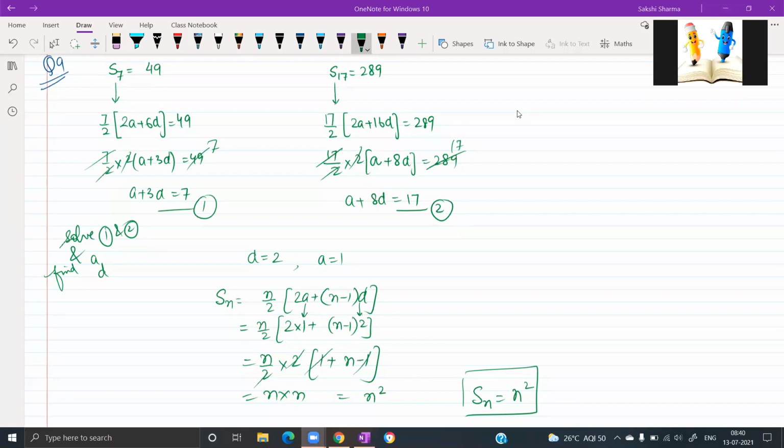Tell me if it is clear. This is an important type where you're given the sum for a specific number of terms, Sn for 2 different values of n. With the help of those 2 values, we can find out the first term and the common difference. Then you have to give a generalized formula that will work for that particular arithmetic progression as Sn.